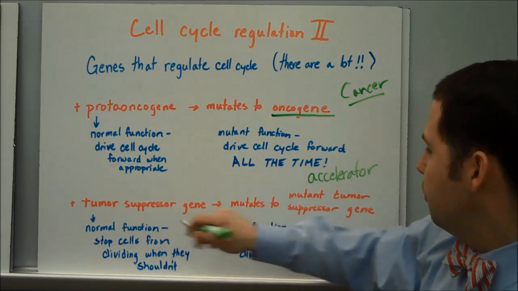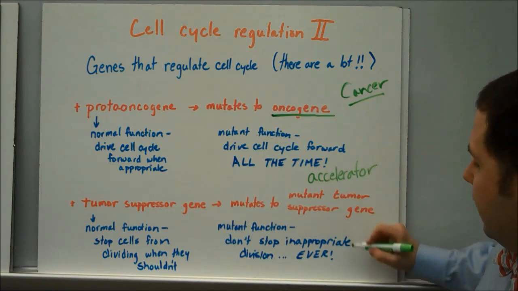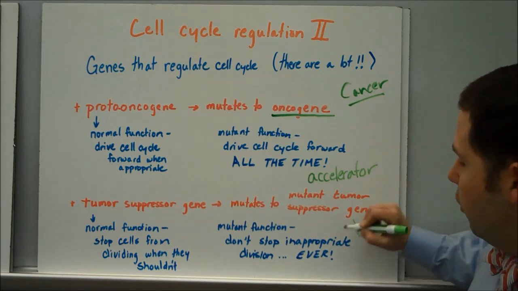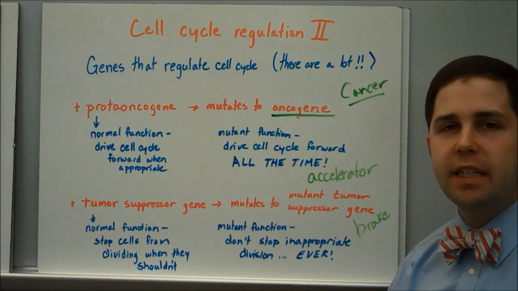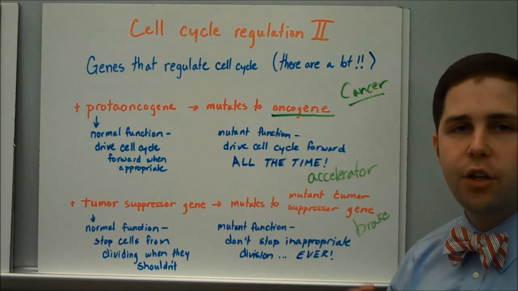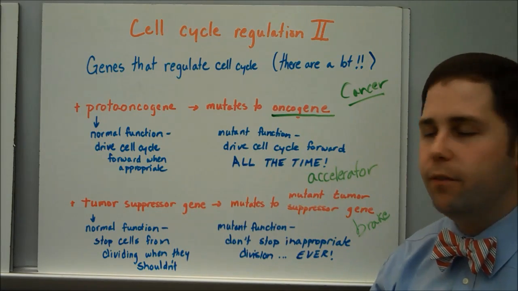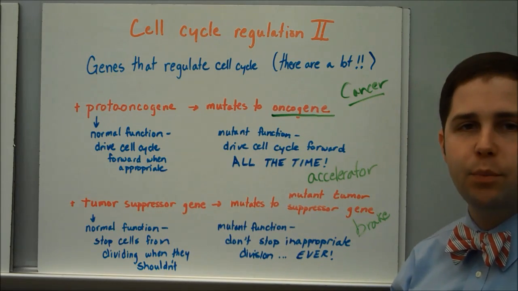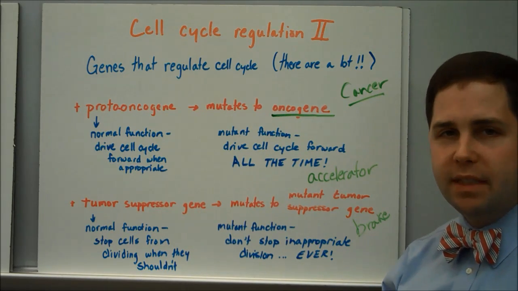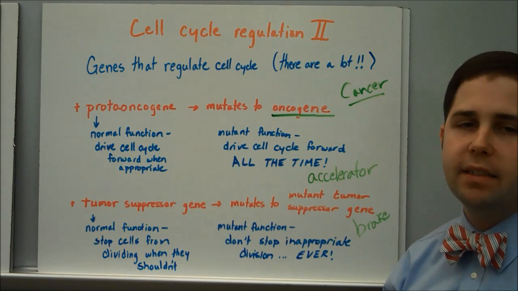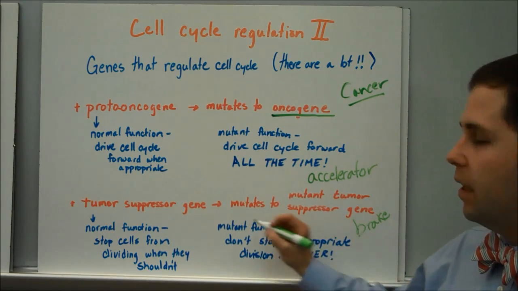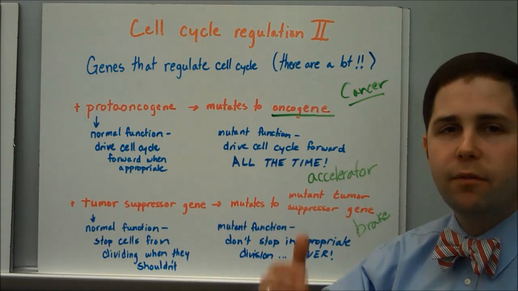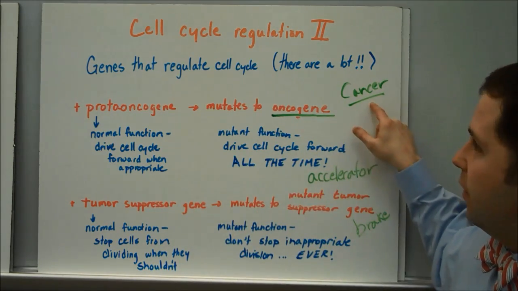All right, the tumor suppressor gene, as opposed to the accelerator, can be considered the brake. So the normal function of the tumor suppressor gene is that you can hit the brake, you can stop the cell cycle from moving forward. However, if that tumor suppressor gene is mutated, you no longer have a brake. So even when the checkpoints recognize that there are mistakes, you no longer have the ability to stop that cell from driving forward. It's going to keep accelerating, moving forward, it's going to then crash, and you have cancer again.